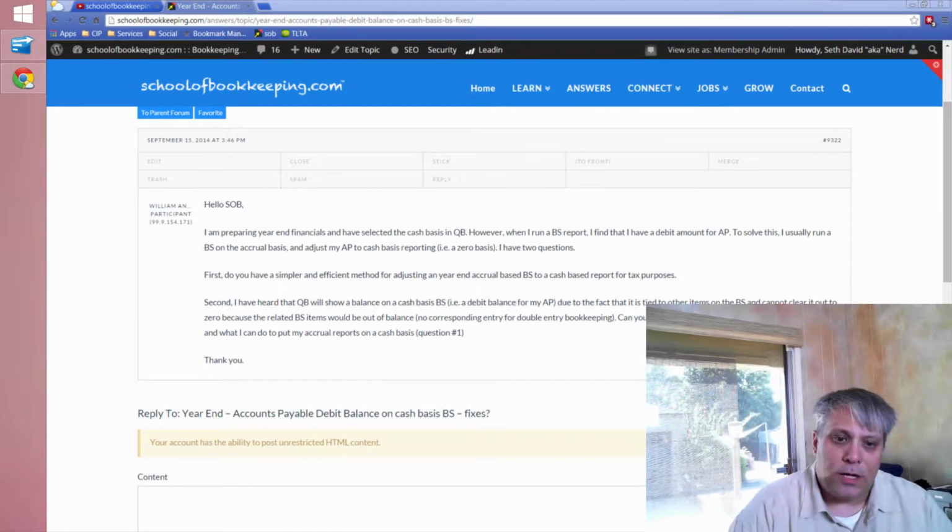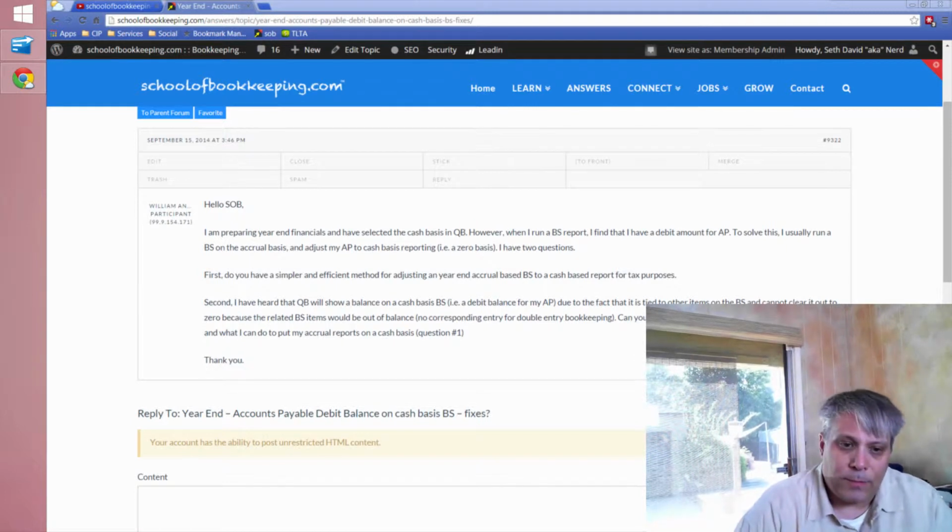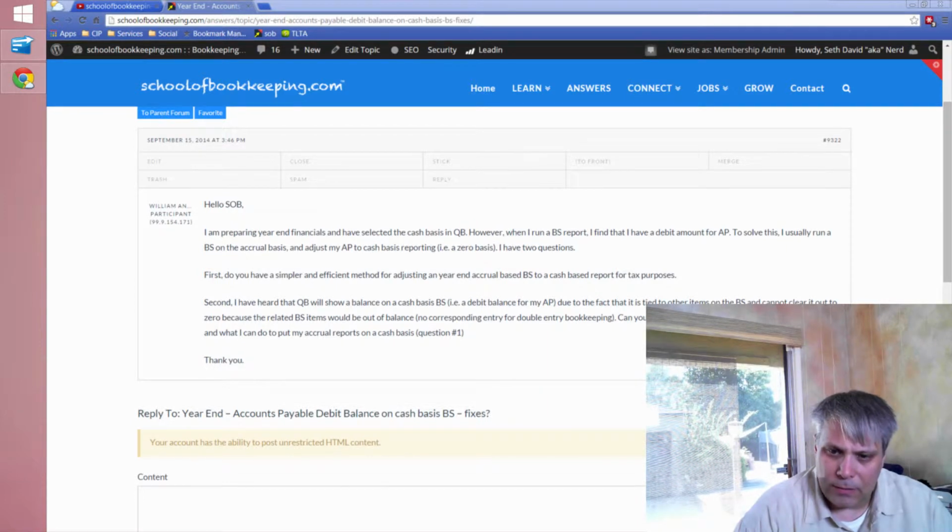First, do you have a simpler and efficient method for adjusting a year-end accrual-based balance sheet to a cash-based report for tax purposes? Second, QuickBooks will show a balance on a cash basis balance sheet, i.e. debit balance from AP, due to the fact that it is tied to other items on the balance sheet and cannot clear it out to zero because the related balance sheet items would be out of balance, no corresponding entry for double entry bookkeeping. Can you please offer your thoughts on whether or not this is true and what I can do to put my accrual reports on a cash basis?"